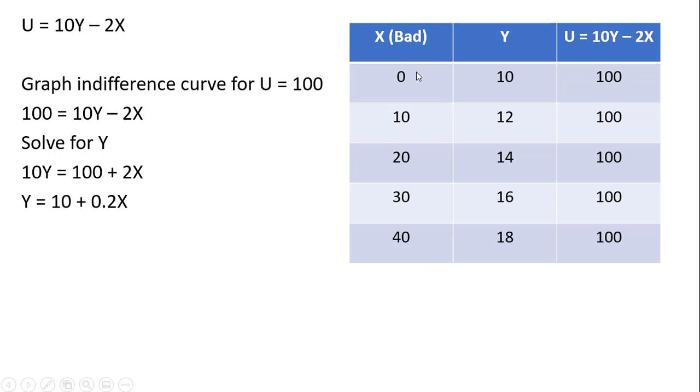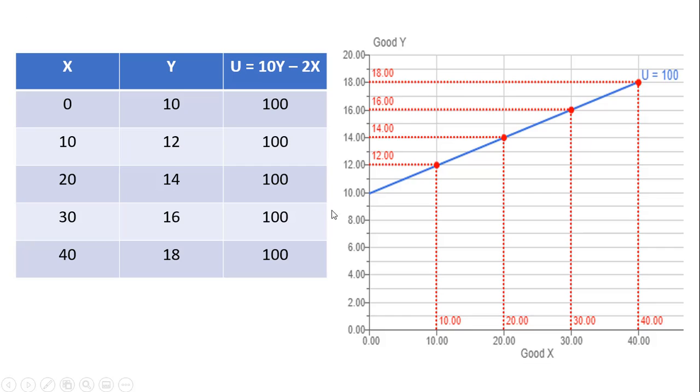And so as you can see here, as the consumer is consuming more of good x, y has to increase in order to maintain an equal amount of utility. So just graphing this indifference curve for u equals 100, we have units of good y on the vertical axis, units of good x on the horizontal axis.